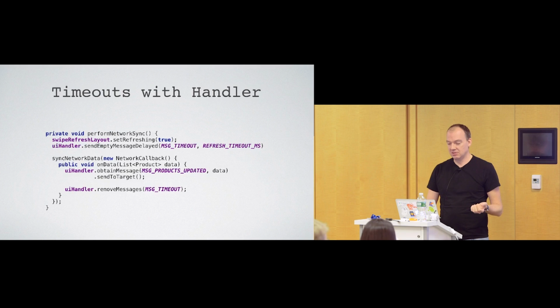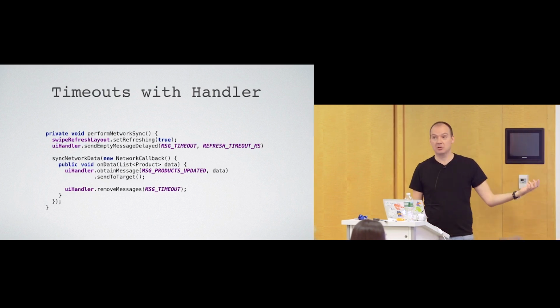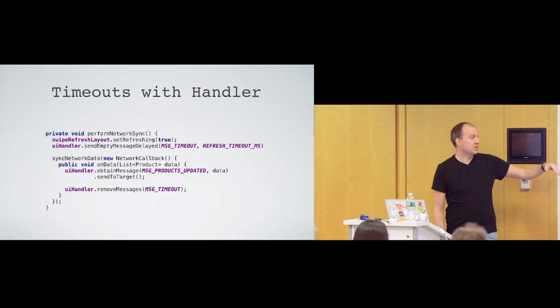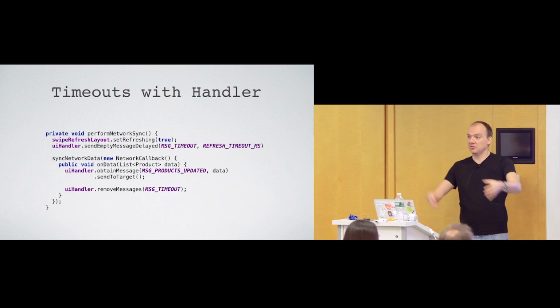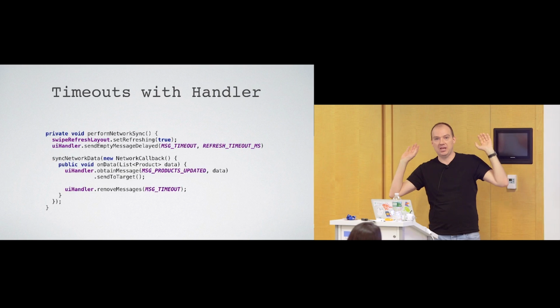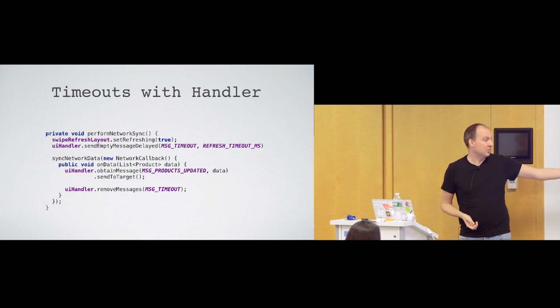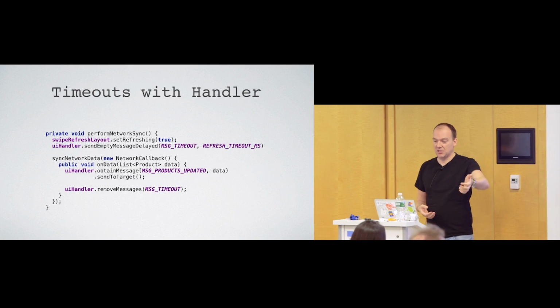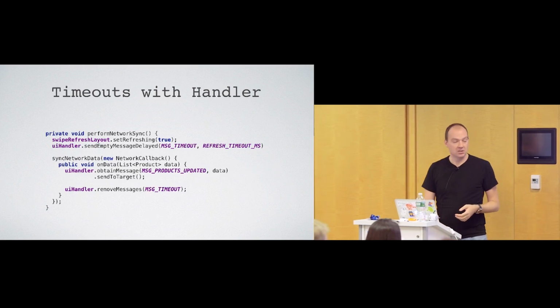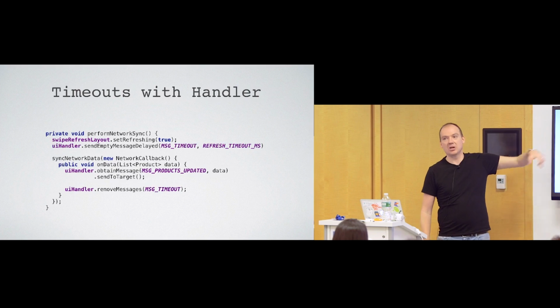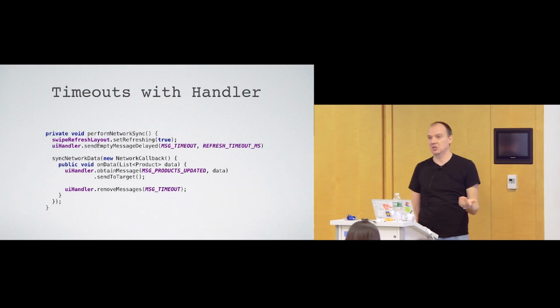The callback will look like this. We will have two types of messages, the timeout one and the one for the products that's updated. So if the timeout one happens, it will show you a snack bar saying, hey, network timeout, it failed. But if we get the message product updated, it will just update that one. And so the remove message will basically just remove the one that we have scheduled because it hasn't executed yet.